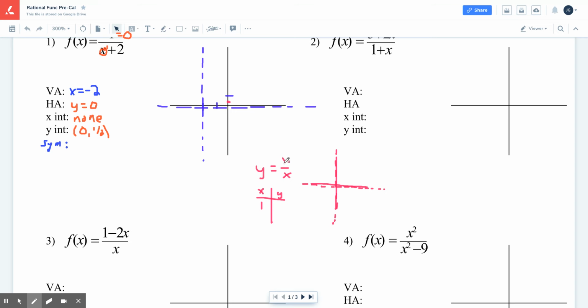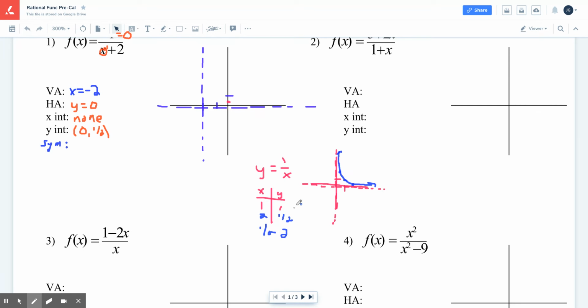So when I plug in, let's say 1, 1/1 is 1. So I get a point right here. If I plug in 2, I get 1/2, which is like here. If I were to plug in 1/2, what is 1 divided by 1/2? Well, it's actually 2, which means it's like this. So what happens is the graph looks like that there.